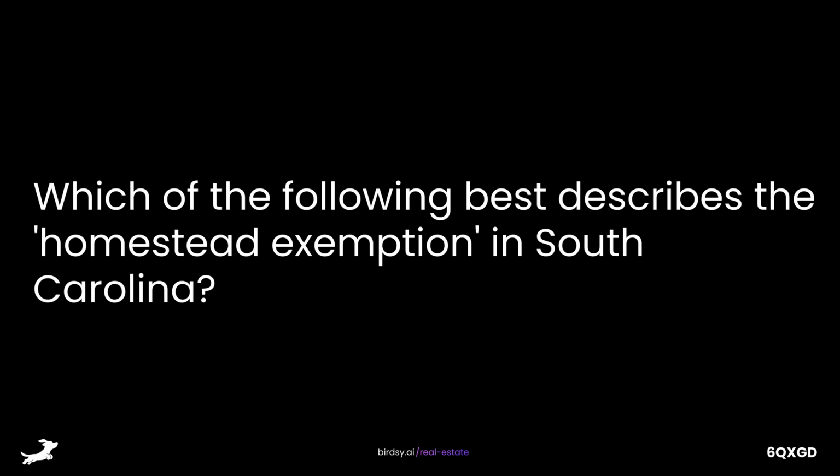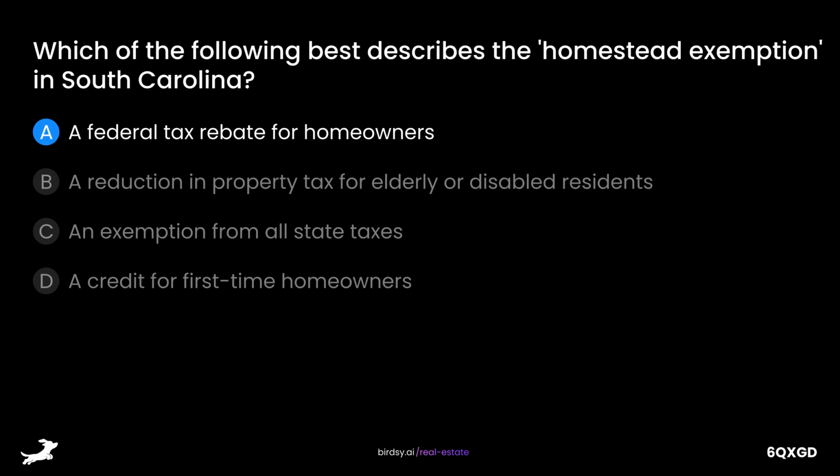Which of the following best describes the homestead exemption in South Carolina? Is it A, a federal tax rebate for homeowners? B, a reduction in property tax for elderly or disabled residents? C, an exemption from all state taxes? Or D, a credit for first-time homeowners? The answer is B, a reduction in property tax for elderly or disabled residents.